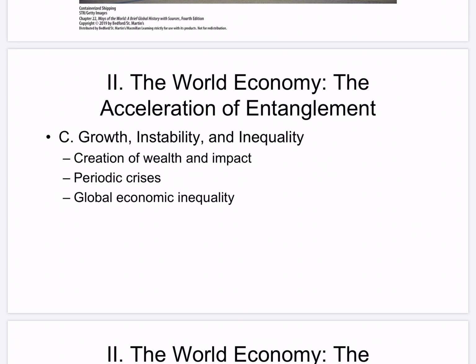All right, growth, instability, and inequality. So a huge, rapid creation of wealth came with economic globalization, and that had a huge impact. People began to live longer, people were more literate, the infant mortality rate was reduced, and poverty was reduced as well. There are periodic crises that have shaped world history. 2008, for example, the U.S. housing market, quote-unquote, bubble collapse foreclosed millions of homes. It increased unemployment and tightened credit, as well as reduced consumer spending. And global economic inequality has been persistent, even growing, perhaps, between and within countries and regions.